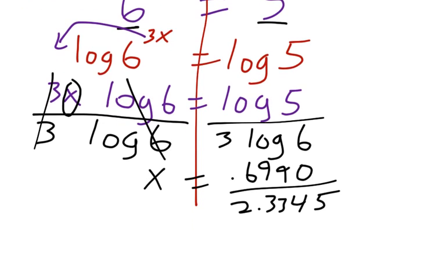And now I just divide them out. So 0.6990 divided by 2.3345. And I get about 0.2994.